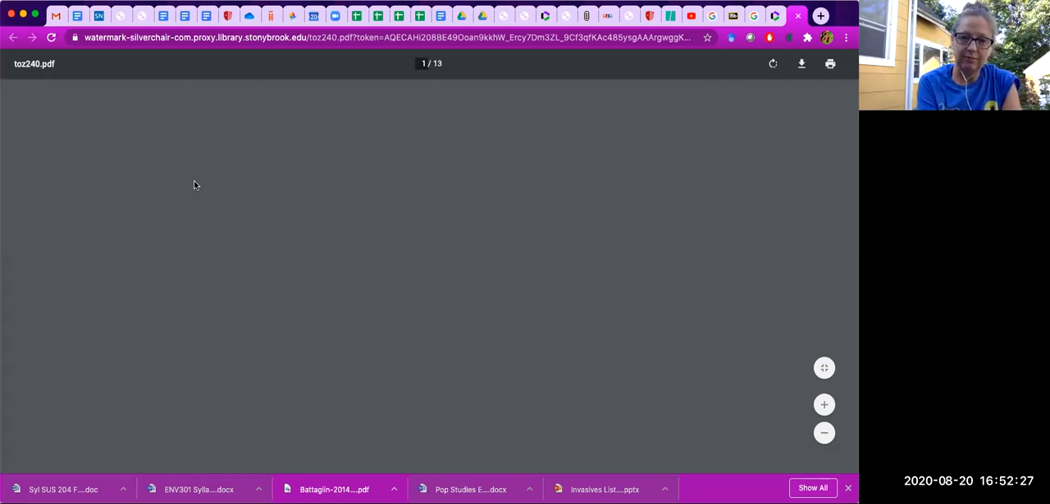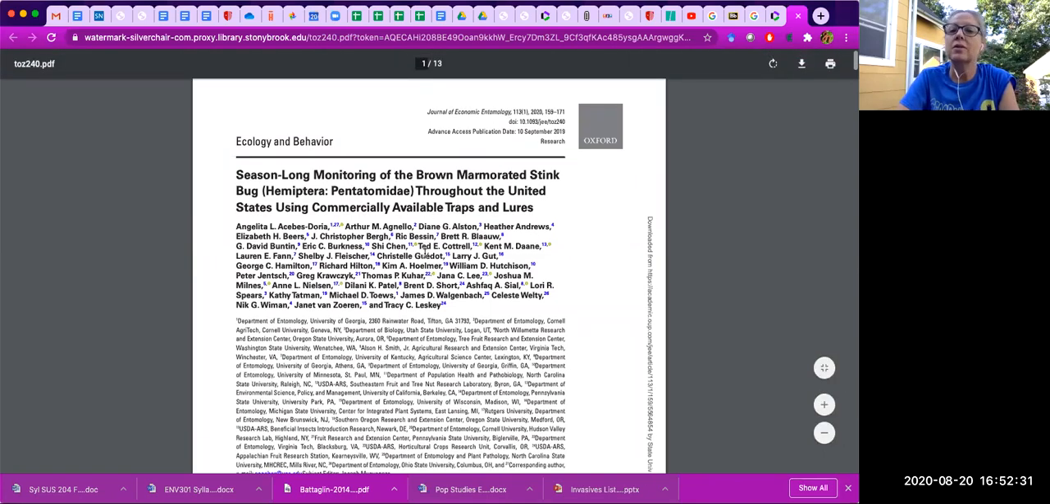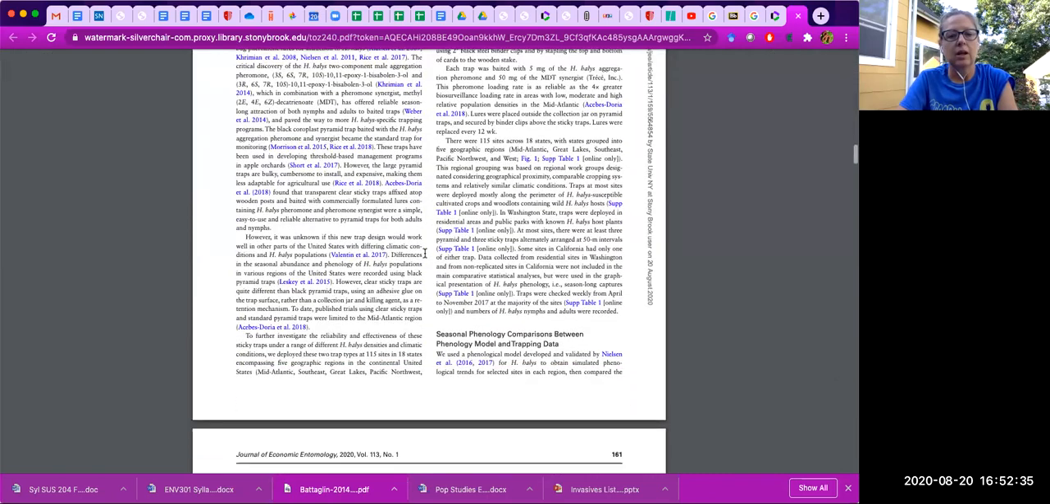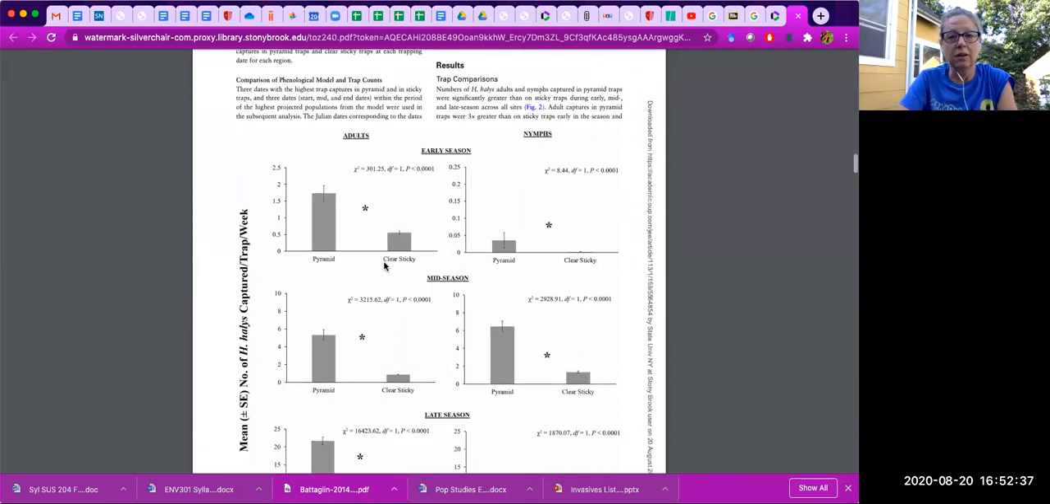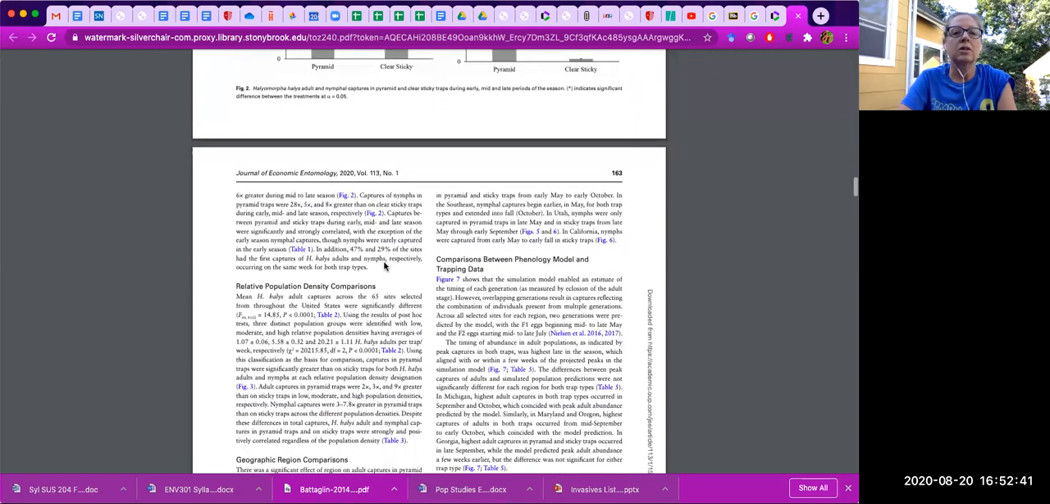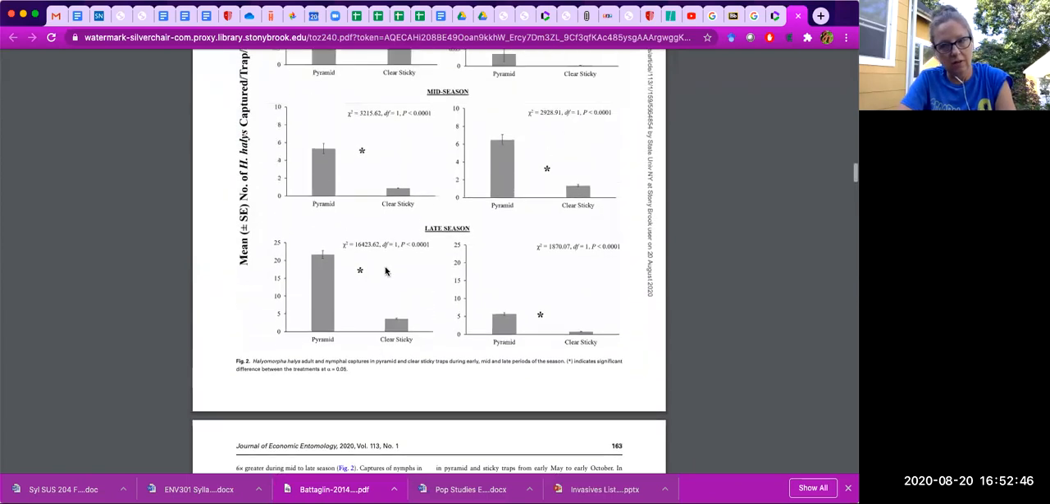Nonetheless. Okay, and here's the paper. And now you can read the whole paper. Now, sometimes what I'm having you do is to find a paper and find a figure. Look at that. There's a figure right there. And I'm going to ask you to download the figure so you can take a screenshot of it.